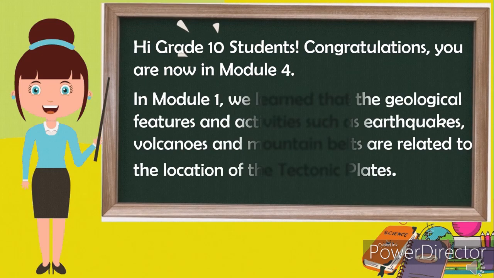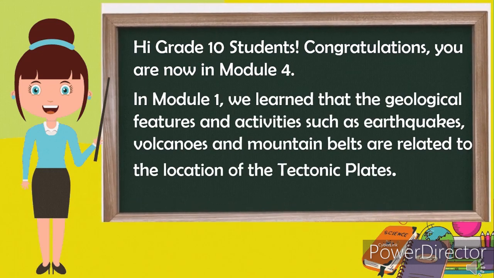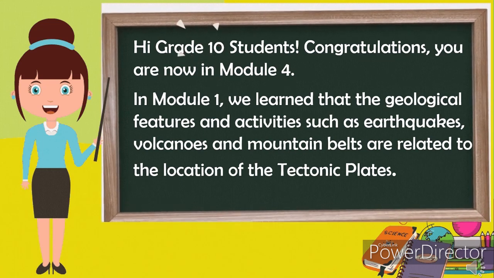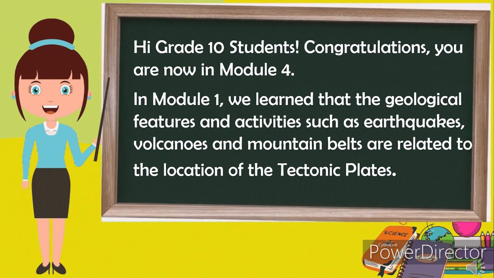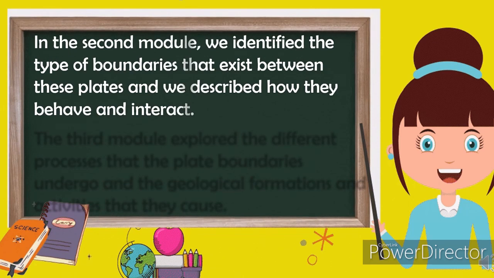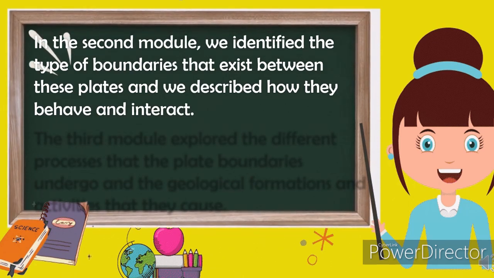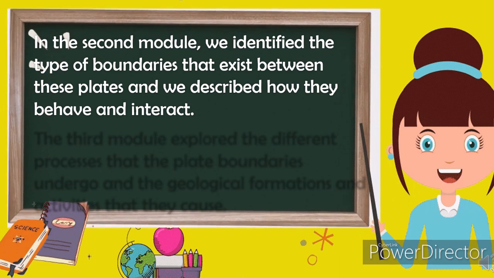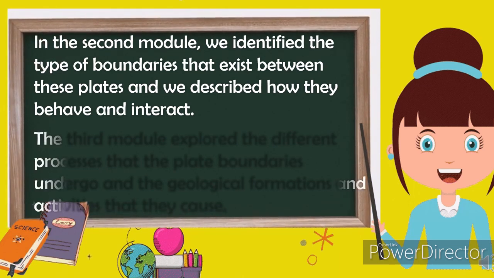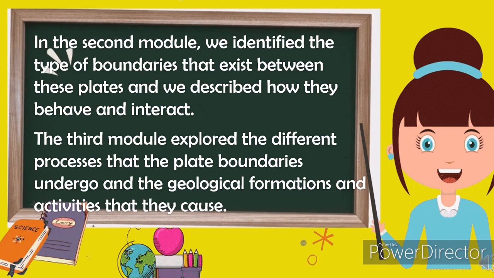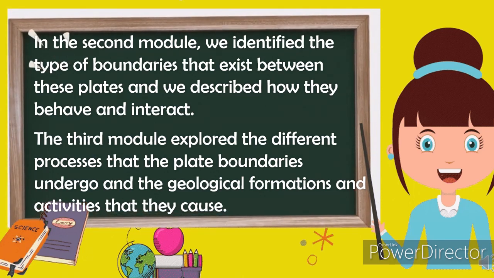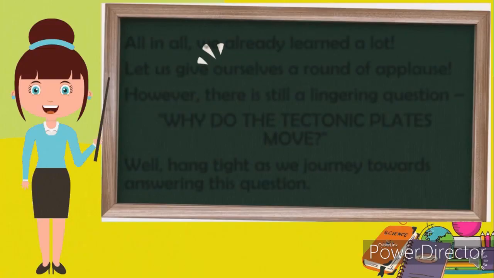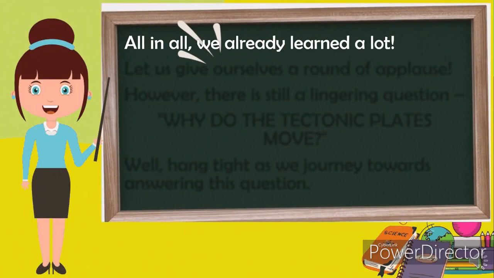In Module 1, we learned that the geological features and activities such as earthquakes, volcanoes, and mountain belts are related to the location of tectonic plates. In the second module, we identify the types of boundaries that exist between these plates and we describe how they behave and interact. The third module explored the different processes that the plate boundaries undergo and the geological formation and activities that they cause. All in all, we already learned a lot.